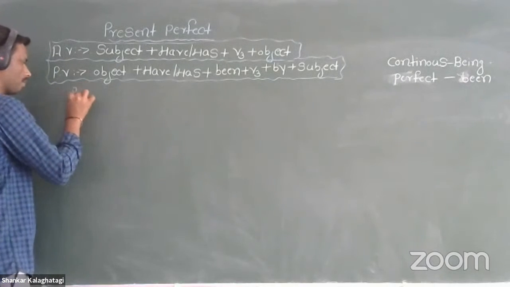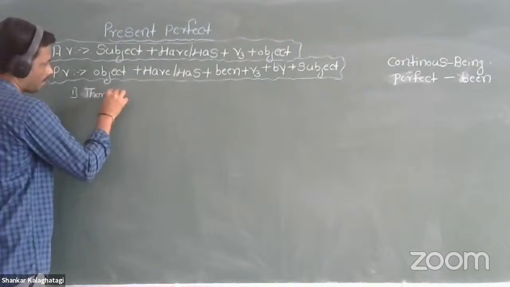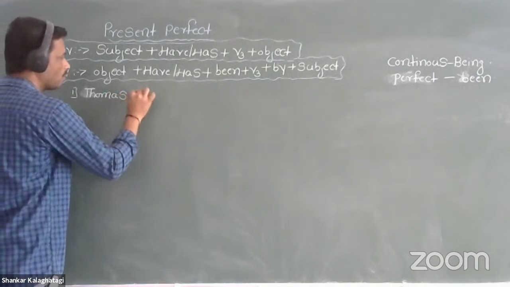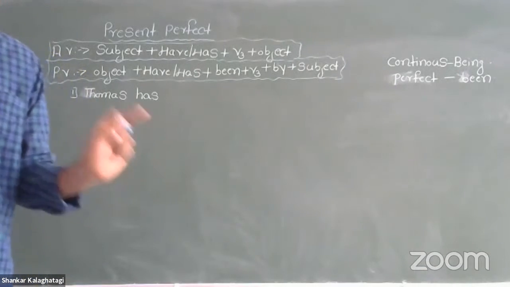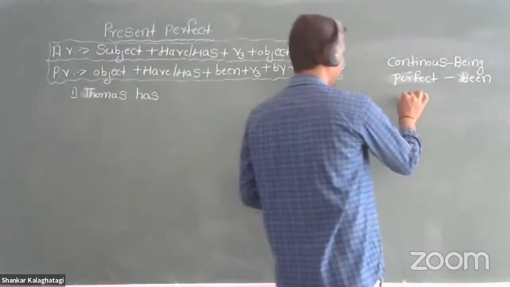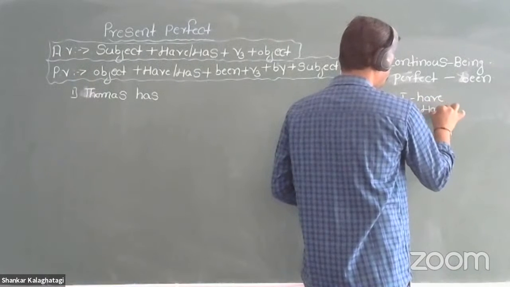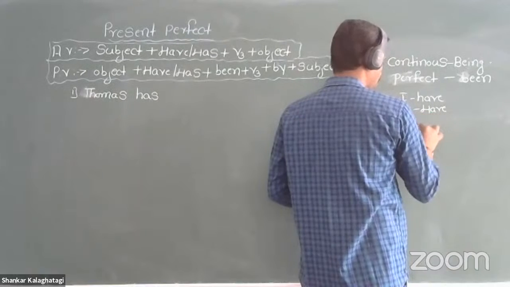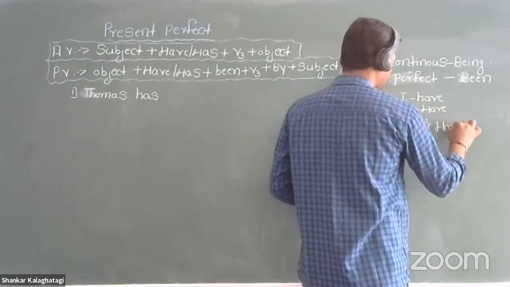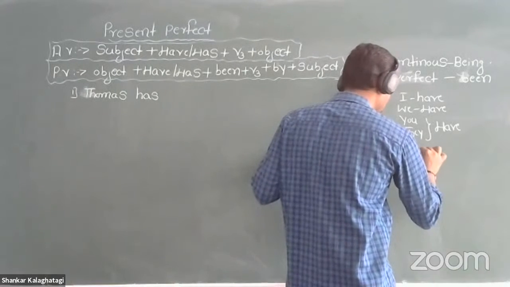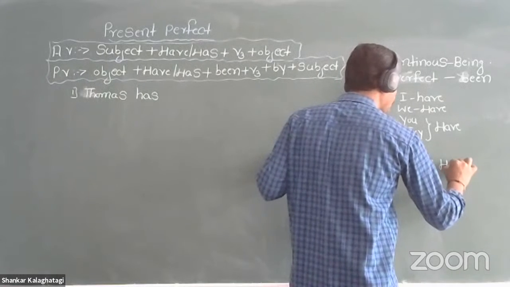First example. Okay, now Thomas. For Thomas, we will use has. For he and she, we will use has, and for the remaining we will use have. You have to remember that. So for the first personal pronoun I, we will use have. For we, you, they, we will use have only. So you have to remember that. For only he and she, we will use has.